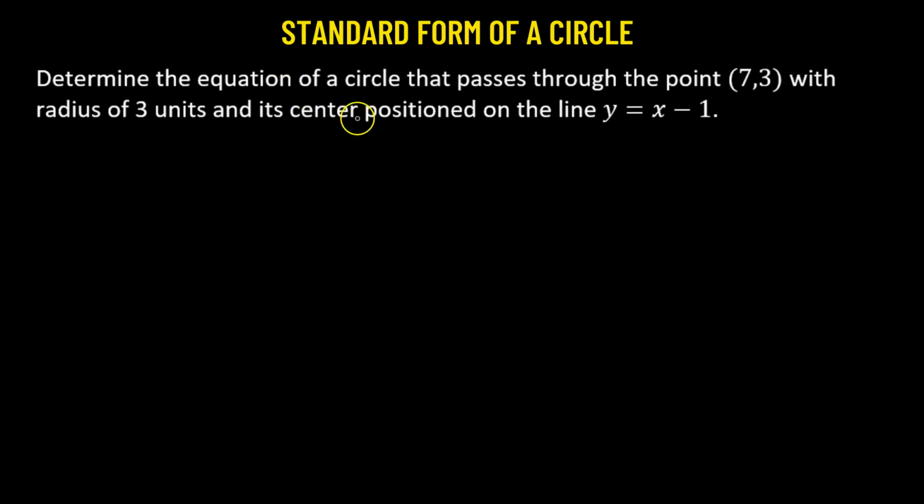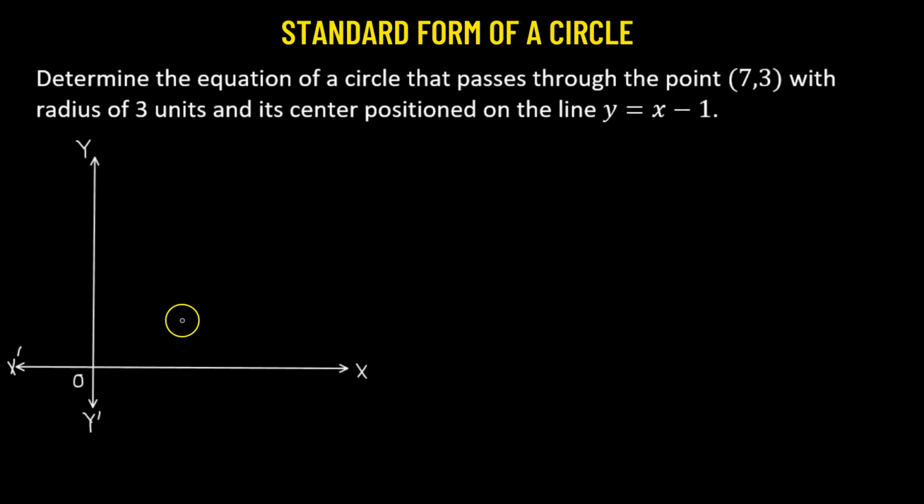So in this problem, we need to determine the equation of a circle which passes through the point (7, 3). And this circle has a radius of 3 units and its center is positioned on the line y equals x minus 1. So let's first try to understand the problem graphically.